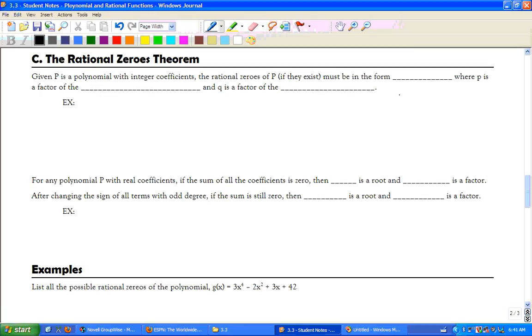Given p is a polynomial function with integer coefficients, the rational zeros of p, if they exist, there may not be any rational zeros, so if they exist, they must be in the form of p divided by q, where p is a factor of the constant term and q is a factor of the leading coefficient.